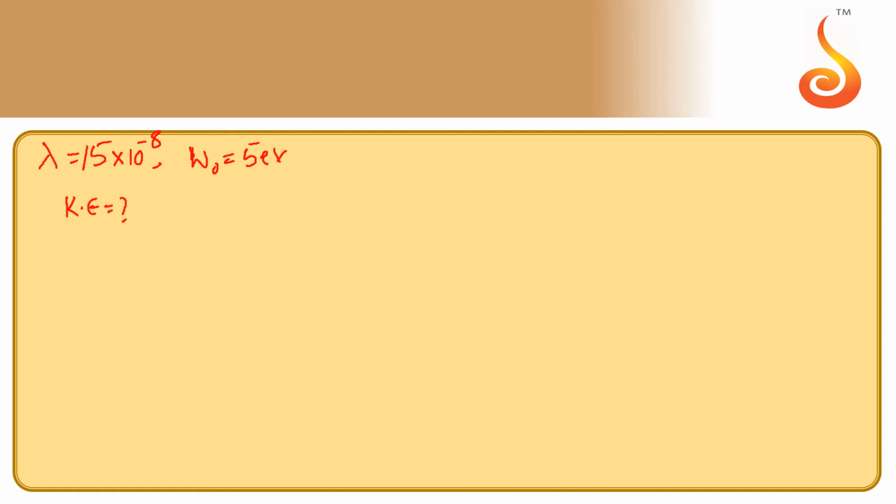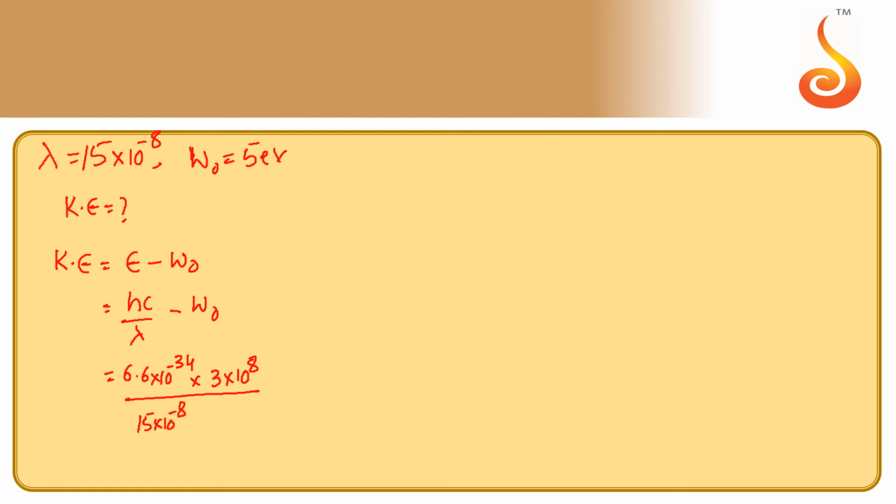So we know, according to Einstein equation of photoelectric effect, kinetic energy is equal to energy of light minus work function. So energy of light is hc by lambda minus work function. So hc value is 6.6 into 10 power minus 34 into 3 into 10 power 8 by lambda, which is 15 into 10 power minus 8. Let us express this in terms of electron volt. So I will divide with 1.6 into 10 power minus 19 electron volt, minus 5 electron volt.